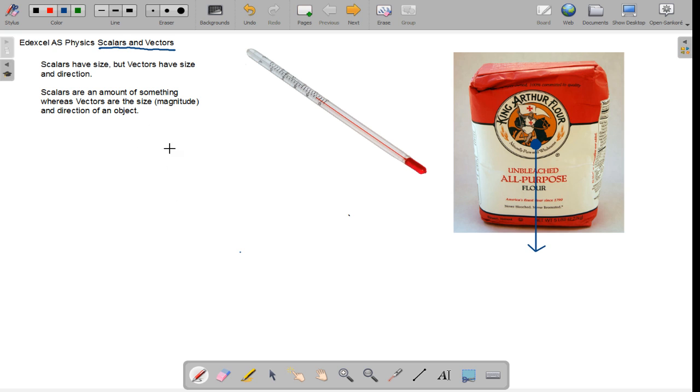Vector quantities have a size or magnitude and direction. So the weight of this bag of flour is a vector quantity, as it's the mass times the gravitational field strength, which is pulling it towards the ground.